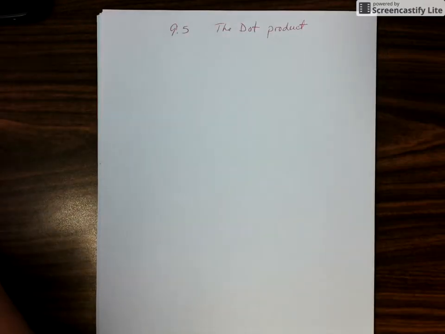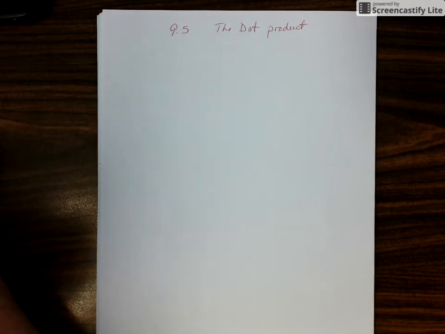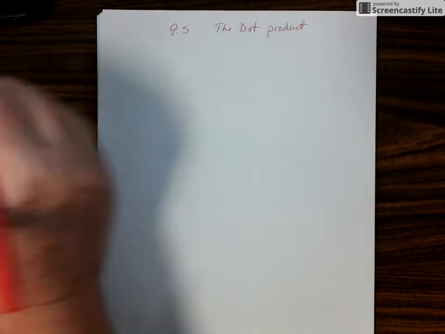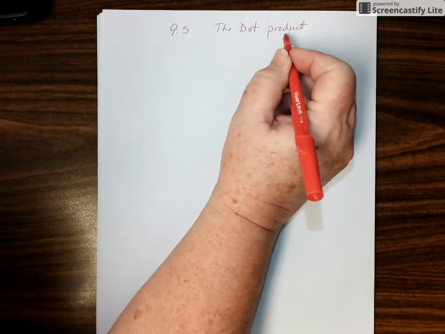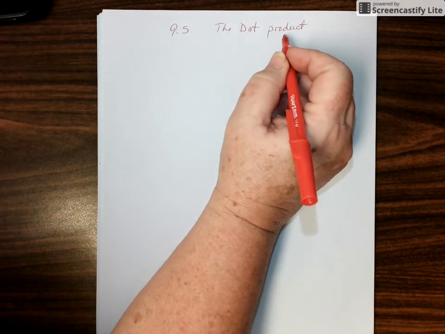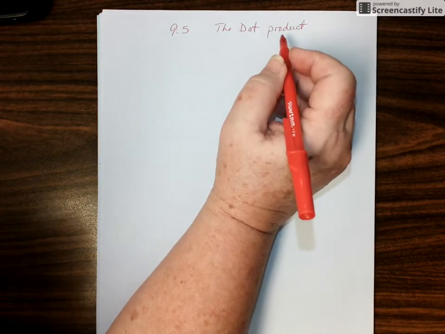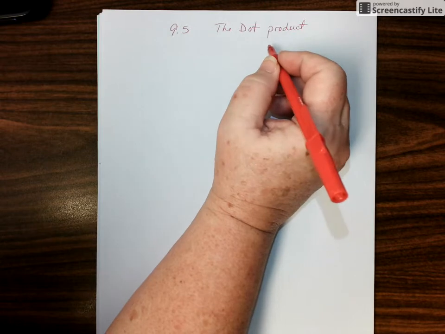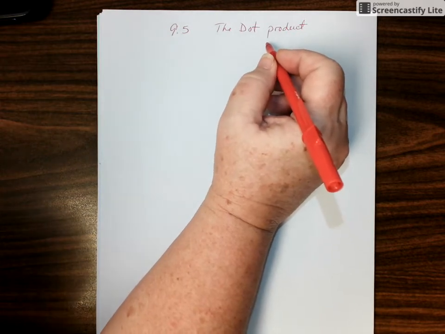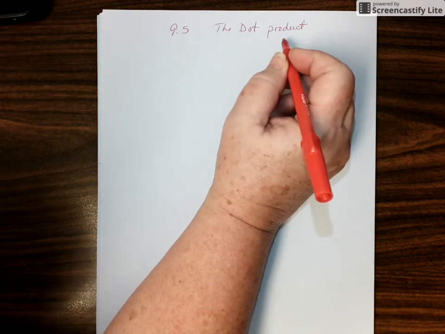Okay, today we're going to be doing section 9.5, and it's titled the dot product. Now, we know that when we use the word product, we're talking about multiplication. But of course, with vectors, this is going to be more than just normal multiplication. It's not just multiplication of values, it's multiplication of directions as well.